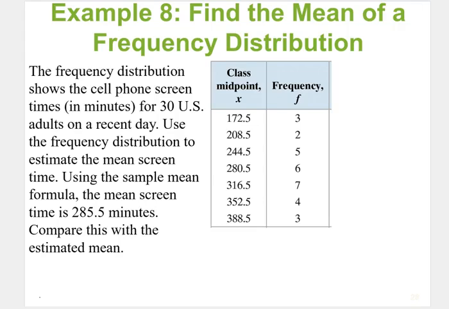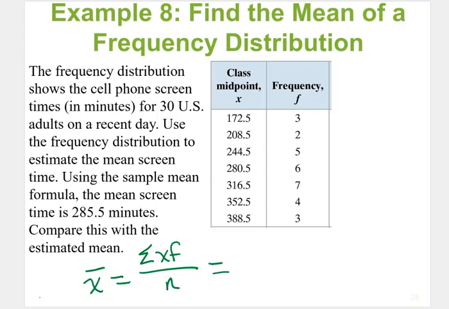So here's my first example. This shows the cell phone screen time for those 30 adults, which we talked about in a previous lesson. There's my class midpoints and there's my frequencies. I would like you to approximate the mean based on this data. First thing I'm going to do is write down my formula. Anytime you're doing any of these problems, you should definitely write down the formulas first.